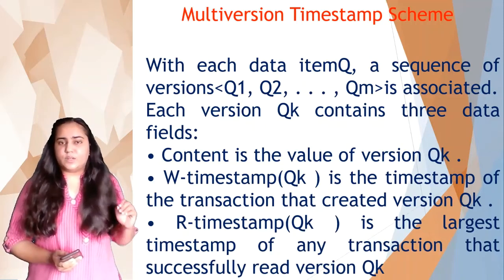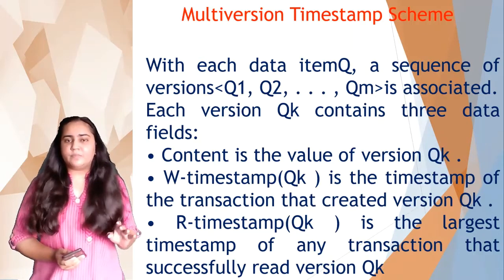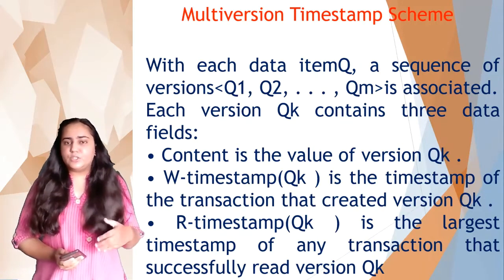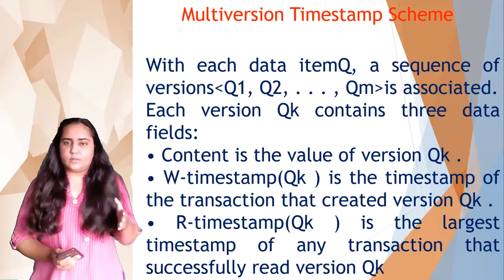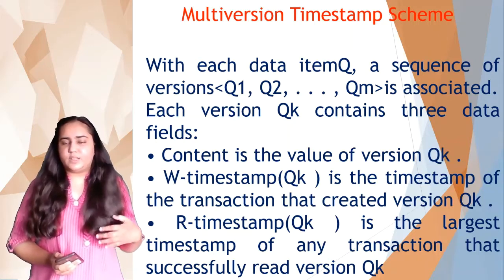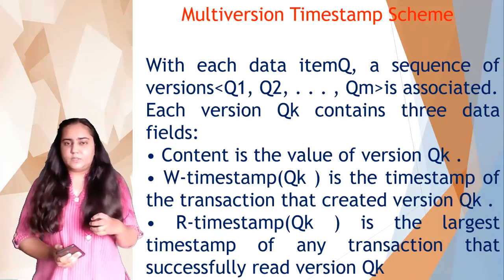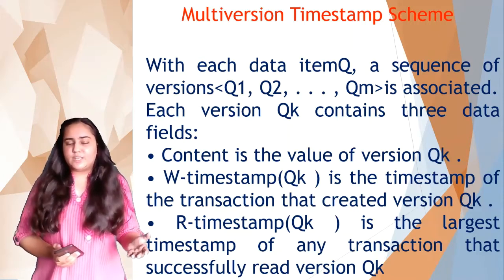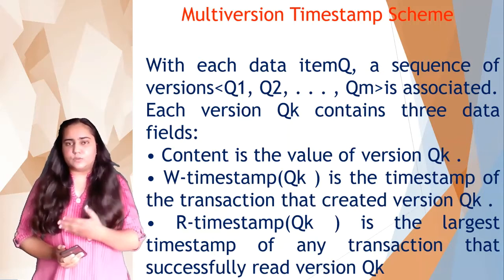And lastly, there's also an R timestamp of QK, which is the largest timestamp of any transaction that successfully read the version QK. So any transaction that managed to successfully read this version, the one with the largest timestamp determines it. So if there are 10 transactions reading QK, and out of that, the largest timestamp is of a transaction having timestamp 20, then the R timestamp of that particular version of Q, which is QK, will be equal to 20.